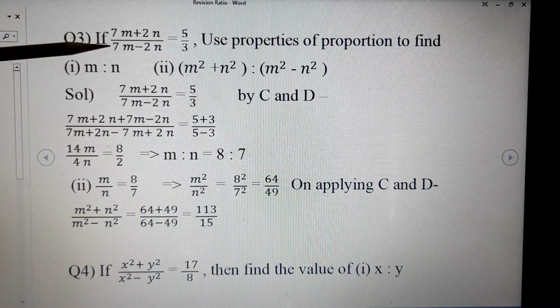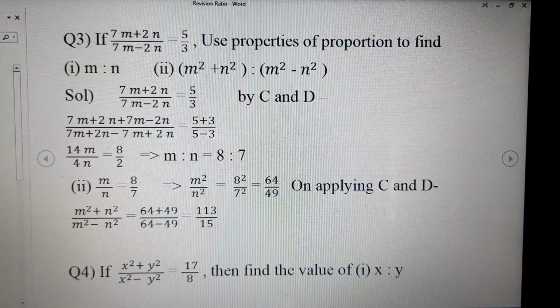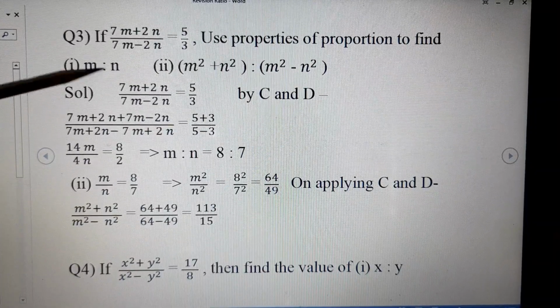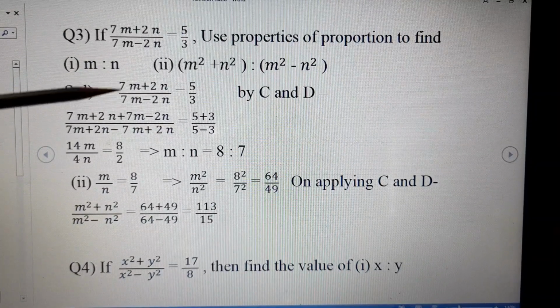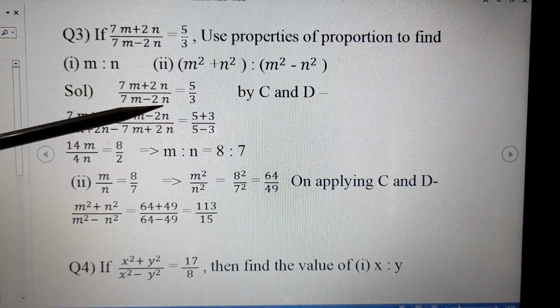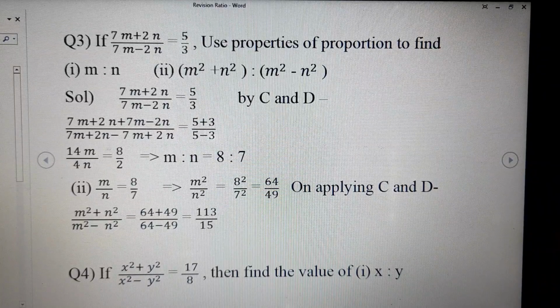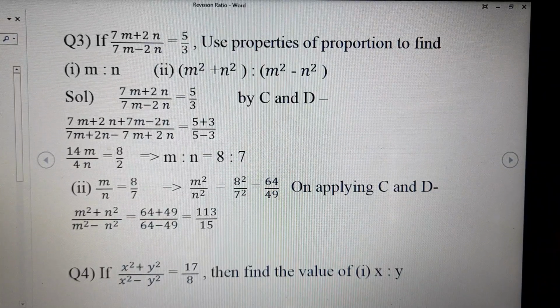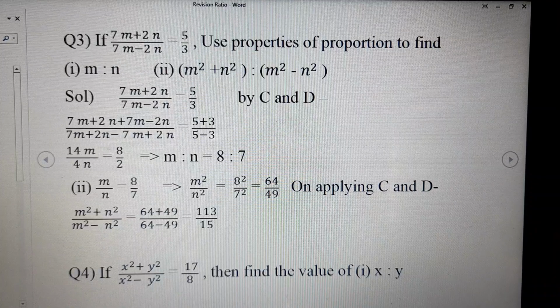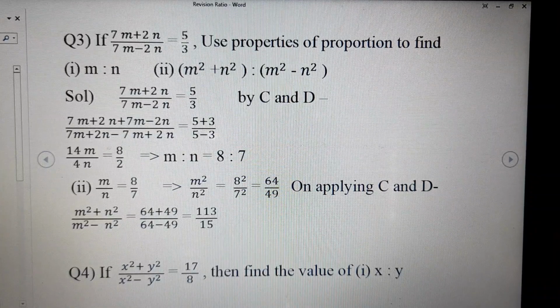We have copied the same thing which is there in the question. And as we require m is to n, it means this needs to be simplified. And we can see that it is 7m plus 2n, 7m minus 2n. Numerator and denominator are almost same, but with the difference of minus sign. And we need to simplify them. So this gives us the hint that we need to apply componendo and dividendo when numerator and denominator seem to be almost same.